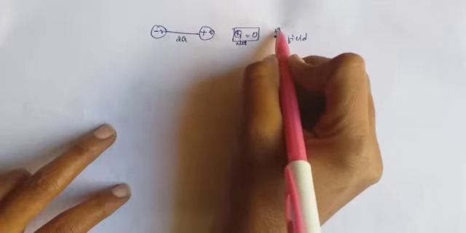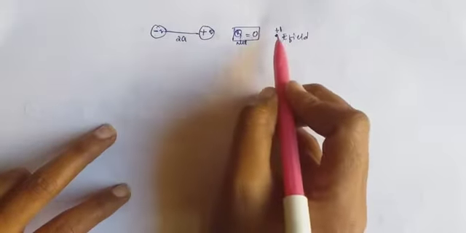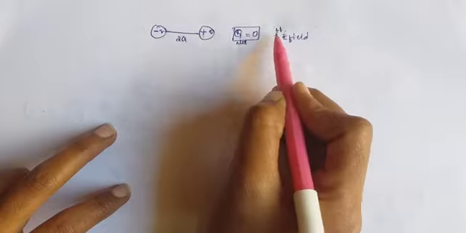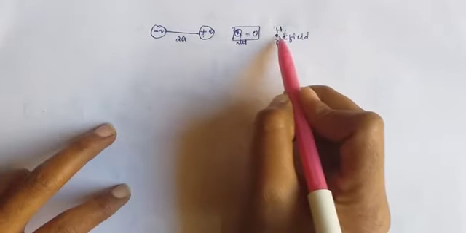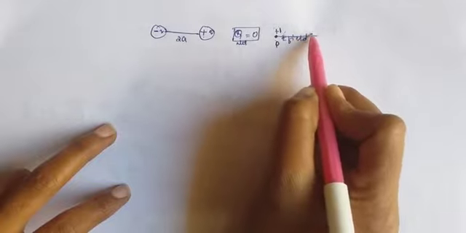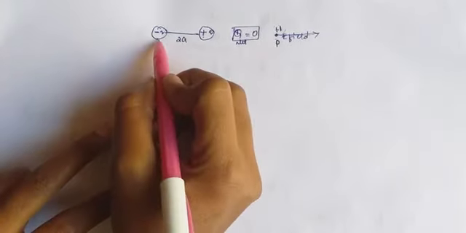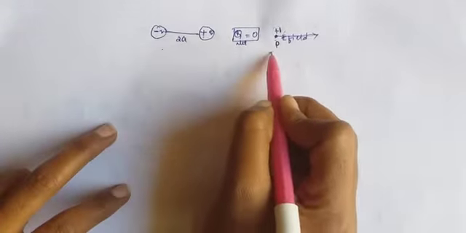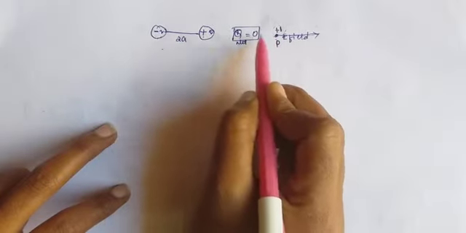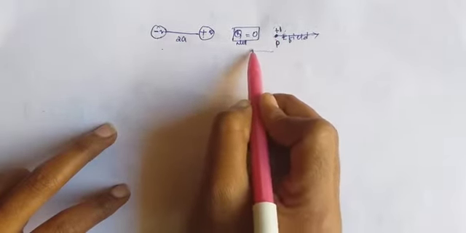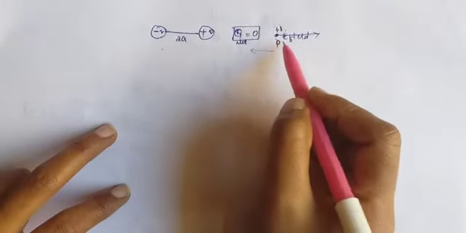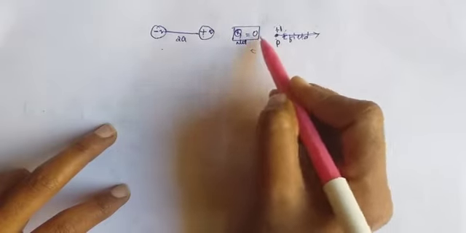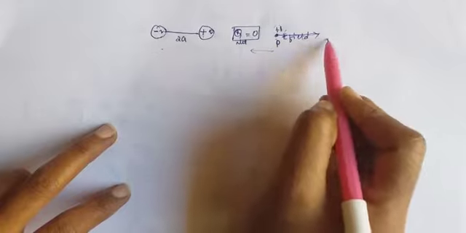I am placing one test charge here. This is a positive charge and this is a positive charge, so positive is repulsive, and the electric field direction is in this direction. Here this is a negative charge and this is a positive charge, so both attract, and that's why the electric field direction is like this. So this is the electric field due to the positive charge, and this is the electric field due to the negative charge. By adding those two, I get the resultant electric field.